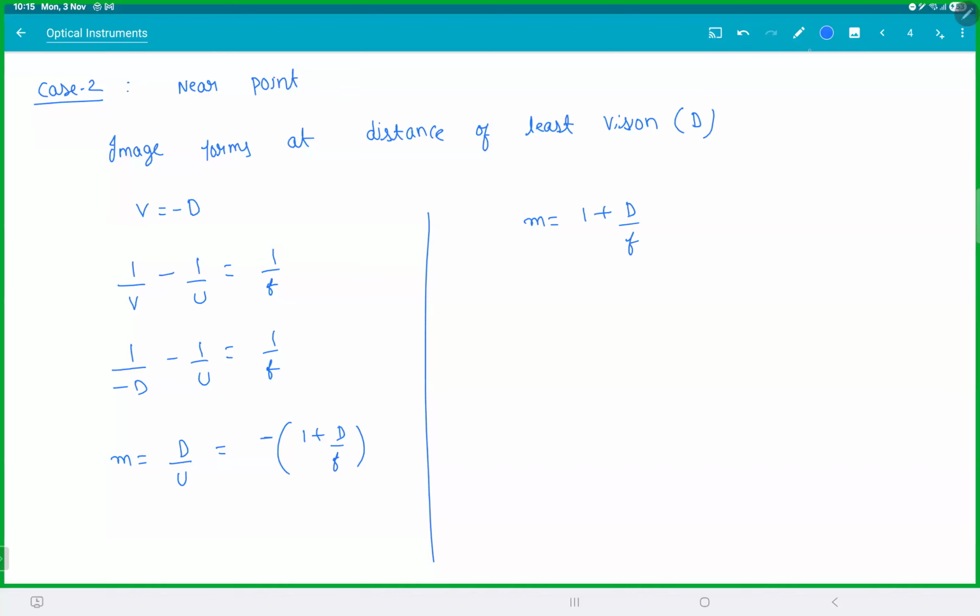You actually get slightly more magnification, 1 unit more. But your eyes are maximum strained. Not worth it. So the magnification of a simple microscope will lie between 1 plus D by F and D by F. Depending on what case you're taking, these are the two extremes. Clear with this?